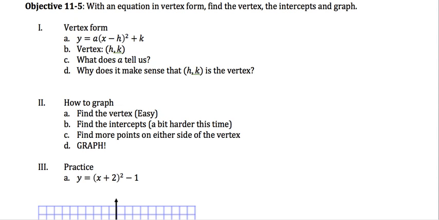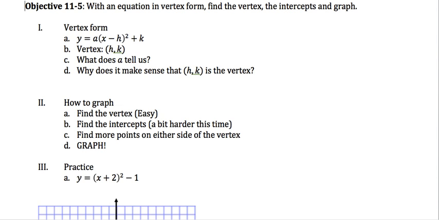The second question I want you to consider is, why does it make sense that (h, k) is the vertex? How could you, looking at that vertex form, say, oh yeah, (h, k) has to be the vertex because, well, why do you think that makes sense? How could you prove it to yourself or to someone else? If you can answer those two questions, you'll start feeling really comfortable with vertex form and why it's so useful.